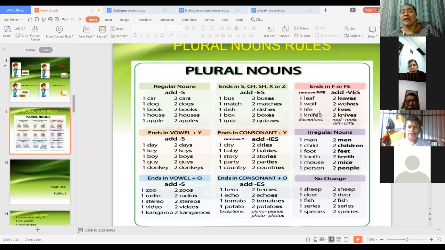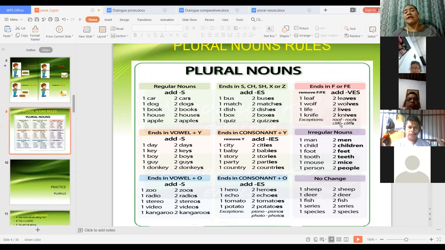Let's see this one. This one is ending in F or FE. The ones that are ending in F, the ones that are here in the pink color, end in F or FE. So this one, we are going to remove the F, I'm sorry, or the FE, and we are going to add VES. Like in the example for leaf, we have leaves. ¿Verdad? So this one, esta es un poquito especial. Todos aquellos que terminan en F o FE, usted remueve la F y le agrega VES, ¿verdad? Como por ejemplo, en este caso, hojas. En el caso de la hoja, si usted quiere decir hojas, usted dice leaves. Si usted se fija, leaves. Solamente la F es la que se remueve y le pone la VES.